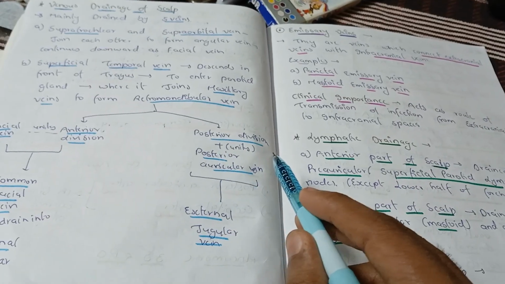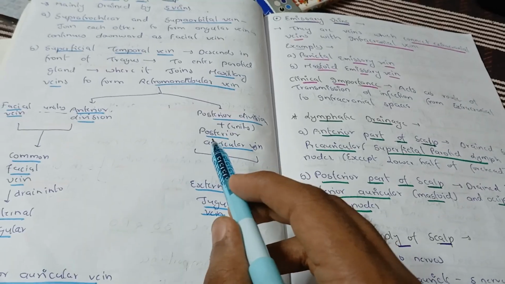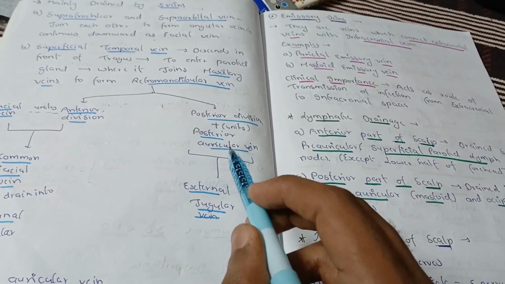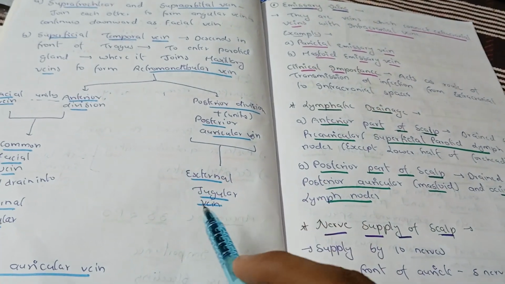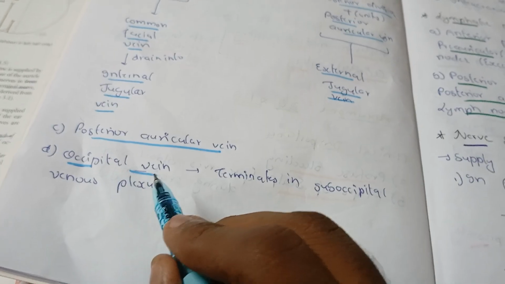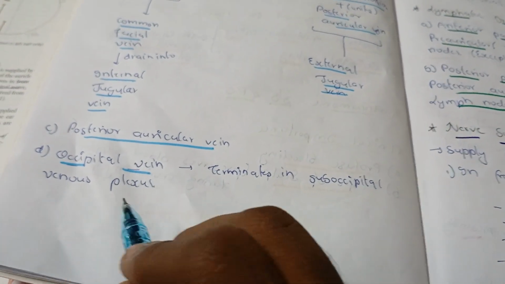The posterior division of the retromandibular vein joins with another vein called as the posterior auricular vein, which once again drains the scalp. Both of them unite together and drain into the external jugular vein. Finally, the scalp is also drained by the occipital vein, which terminates in suboccipital venous plexus.